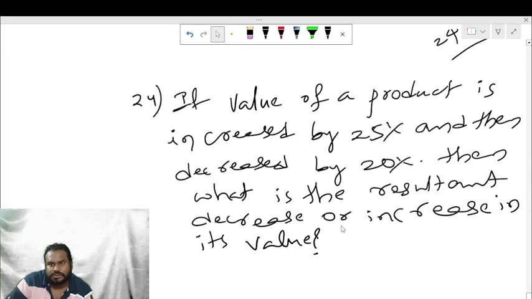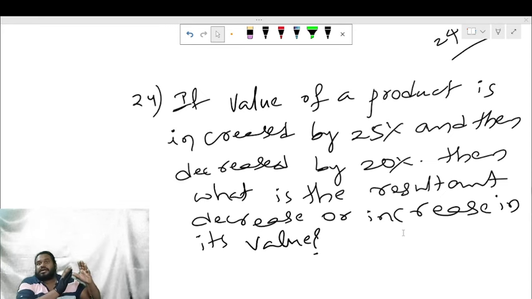See, next question. If the value of a product is increased by 25% and then decreased by 20%, then what is the resultant decrease or increase in its value? So there is a product available in the market. First, its value is increased by 25%, and then decreased by 20%. Then we'll get the resultant number, right? So compare that number with the original value, the original MRP. Then we will understand whether there is a decrease or increase.